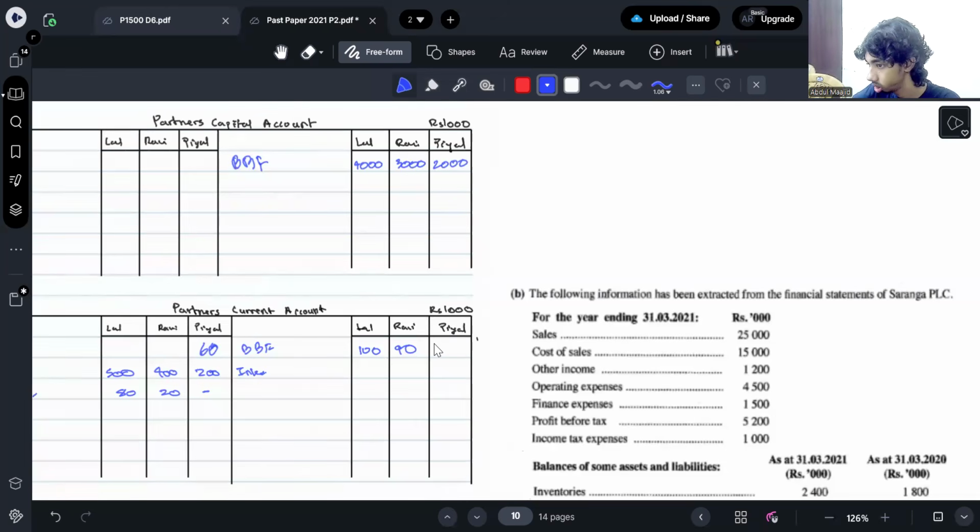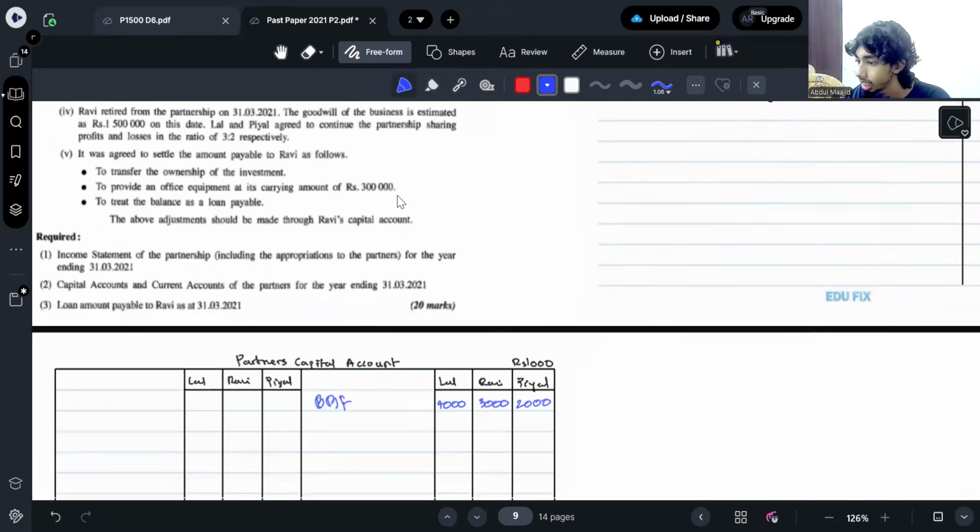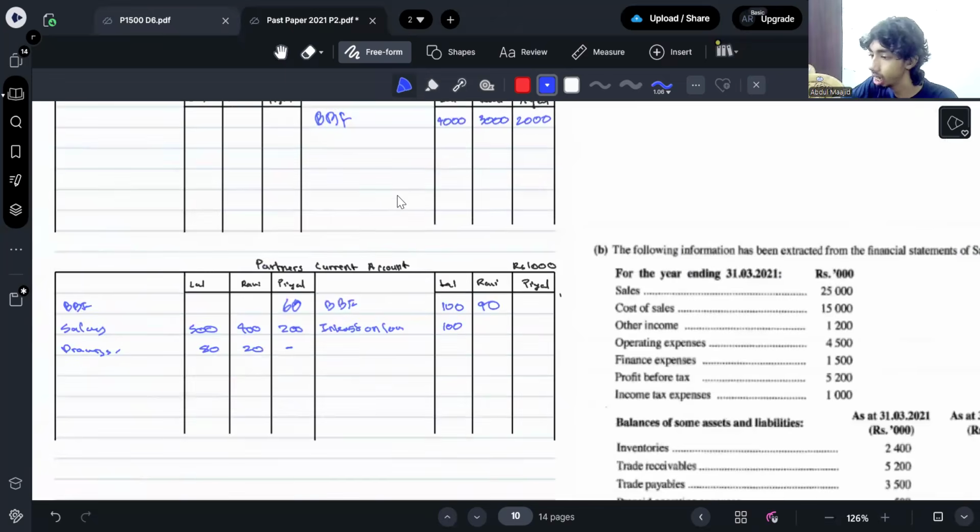Interest on loan, Lal 100. Okay. Ravi had paid 20,000 to a trade creditor of the partnership out of his personal money, but this has not been recorded. So if a partner pays some expense or a payment of the business from their own money, it will increase their current account balance. Okay.